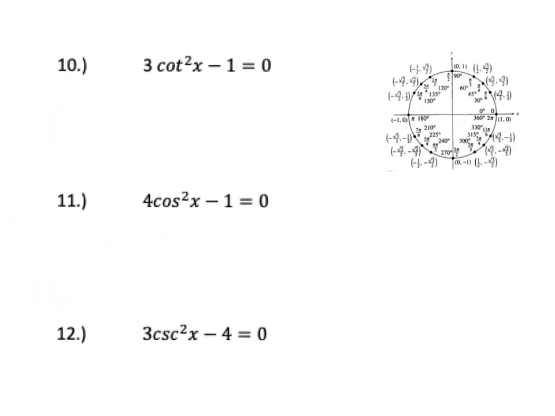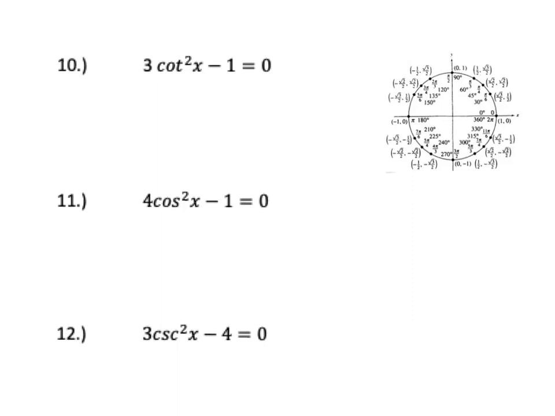So number 10 is cotangent squared. So first off, I'm going to try to get the cotangent by itself by adding the 1 over 3 cotangent squared comes down, and it's a 1. I'm going to need to divide by 3. So that would cancel. Cotangent squared would end up being a 1/3 here.